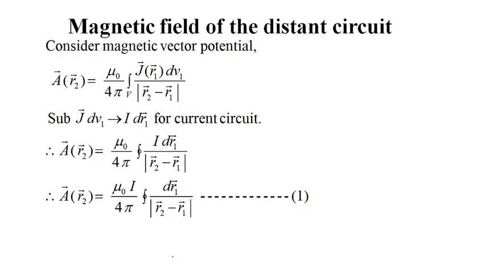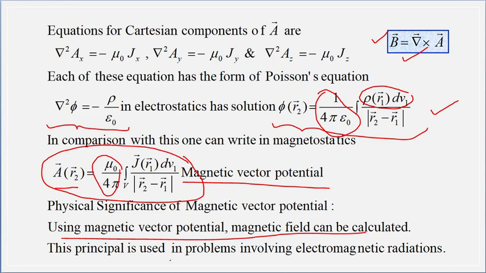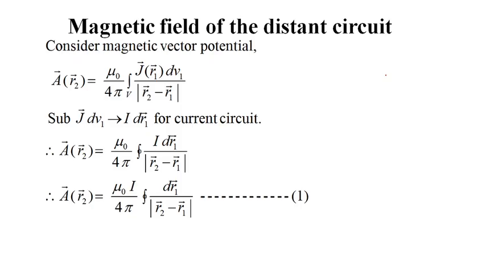Now we have already defined the magnetic vector potential, and we'll use this formula to calculate it. If you know the magnetic vector potential, you can find the magnetic field. Just take a curl of A, and you will get the expression for the magnetic field. Now we take the magnetic field of a distant circuit. A circuit, as I mentioned, is a closed loop where the current flows, and this closed loop can be of different shapes.